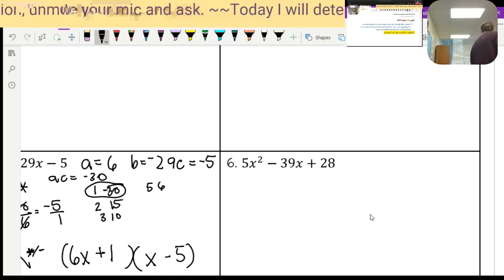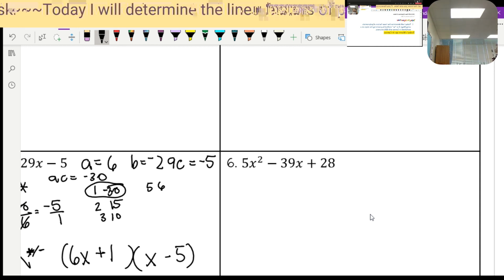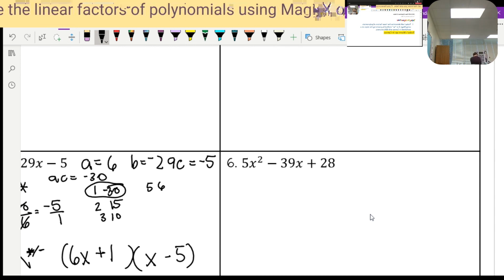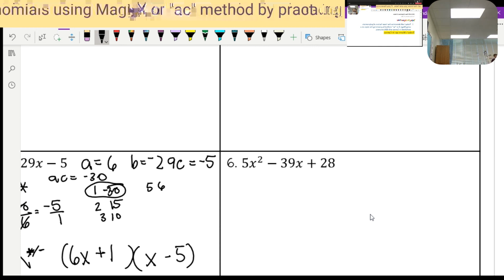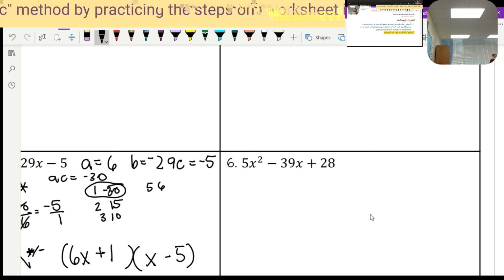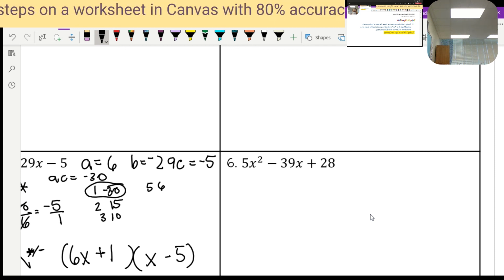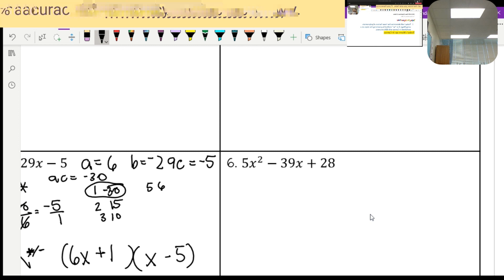Yes. No, you do not have to do all of them. Just do like one from each page. I want you to make sure that you do some that have the A equals 1. That's fine, but then I also want you to do some where A is not equal to 1. Don't forget your edge. You didn't do a practice one, okay?